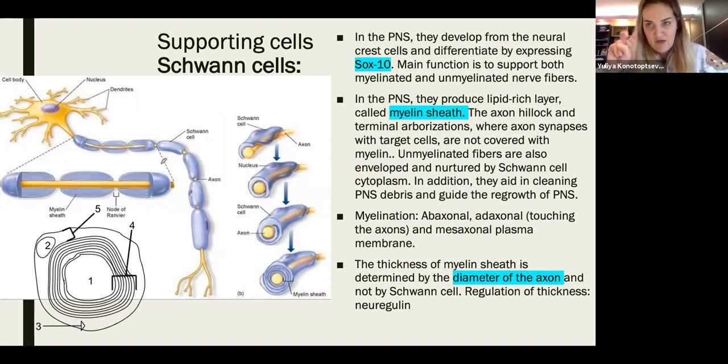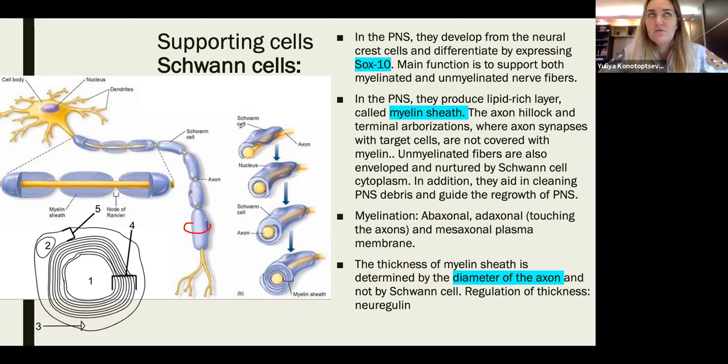Don't forget that Schwann cell is a faithful cell because it is one Schwann cell per one axon, right? You can see that it just stays on one axon. So in the peripheral nervous system, you can find a bunch of Schwann cells on one axon.